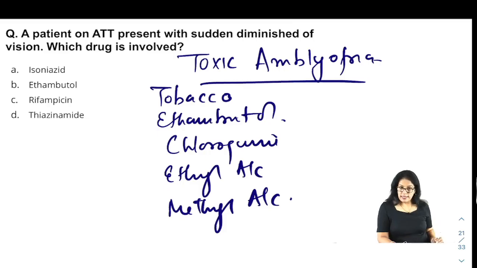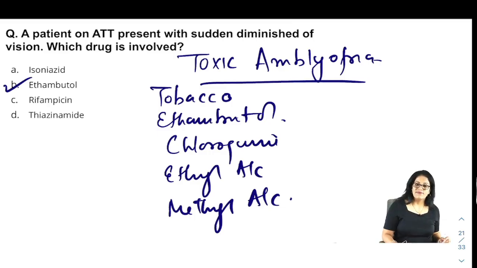Even isoniazid is also known to cause optic neuritis. So here isoniazid, ethambutol, both are. You always prefer ethambutol. Okay, isoniazid is also known to cause. Right, all of you. So here we answer ethambutol.